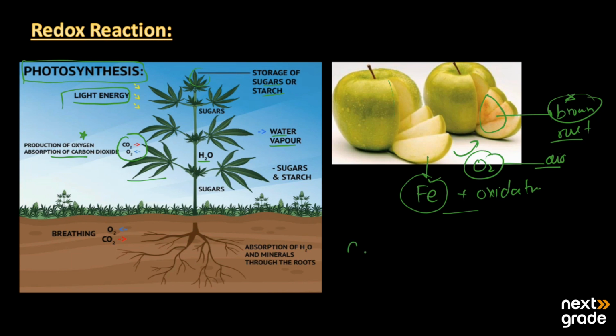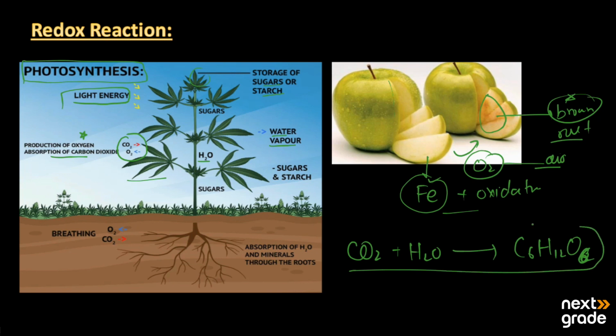The simple process is that carbon dioxide reacts with the water molecule and produces glucose. So this is a simple chemical reaction. And here you can see that the oxidation number of carbon changes from +4 to -2 after the reaction, so it undergoes oxidation and reduction. Overall, this is a redox reaction taking place in the plants because oxygen is released and carbon dioxide is absorbed in this reaction.